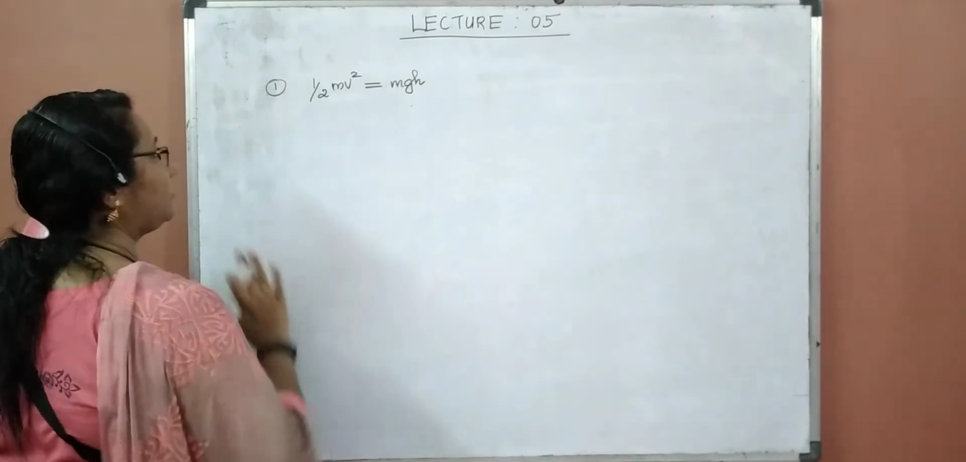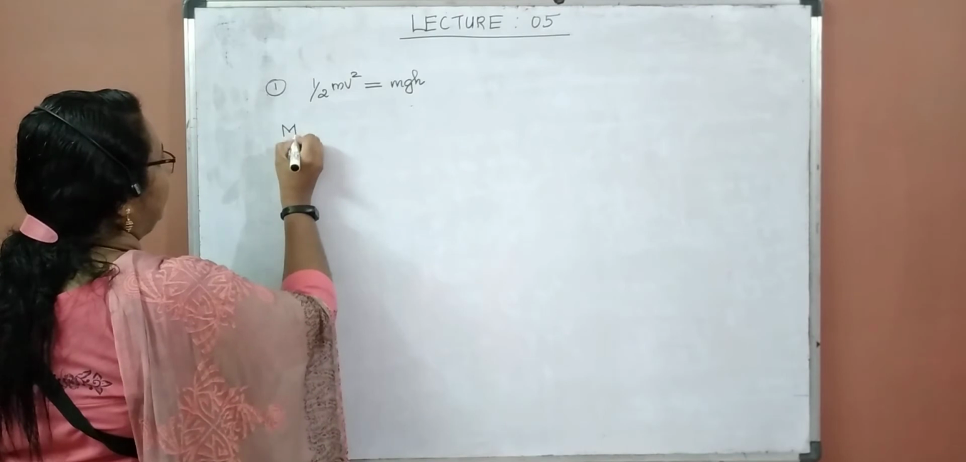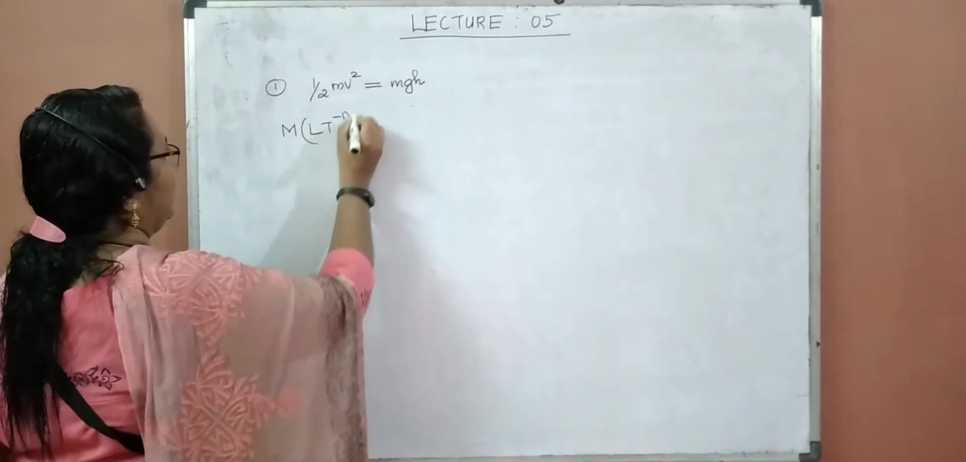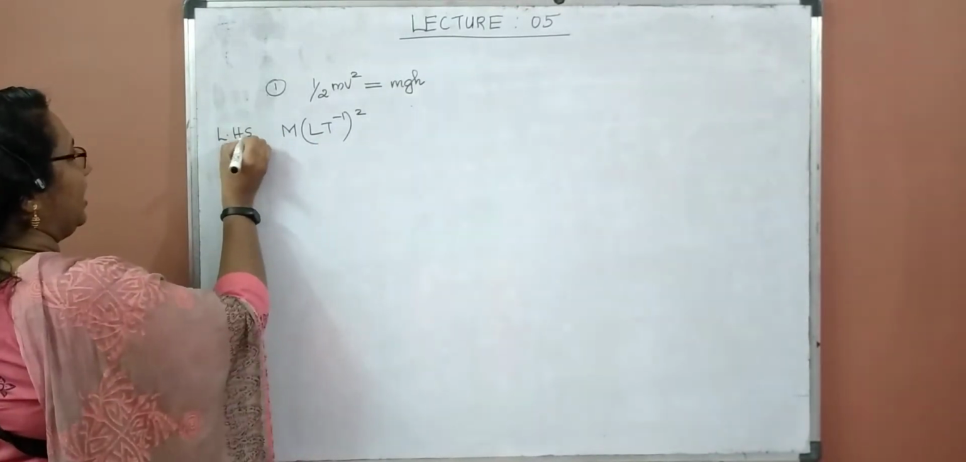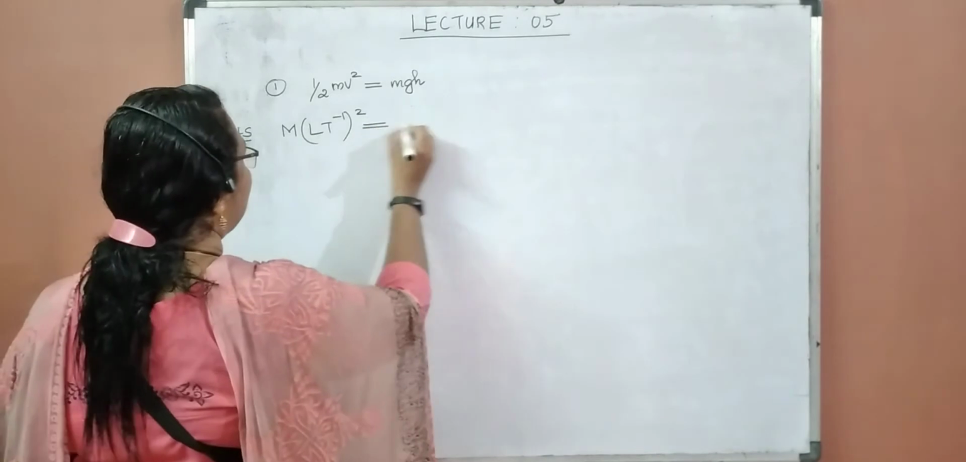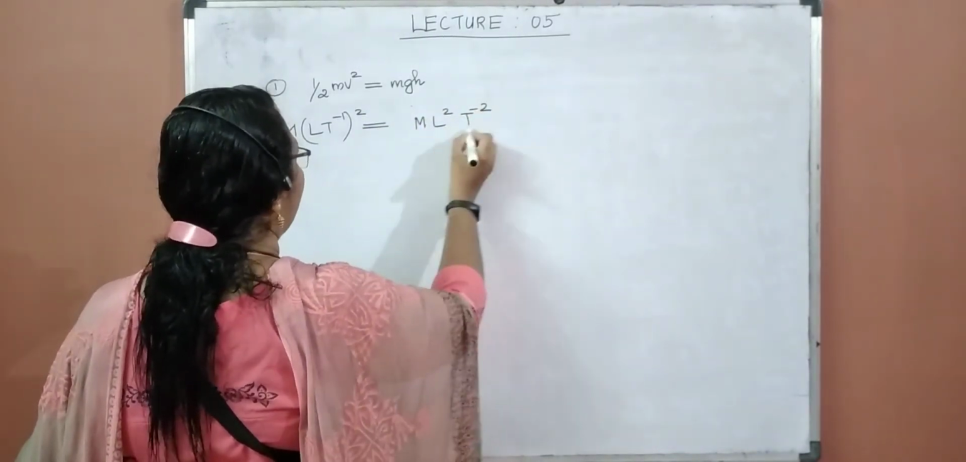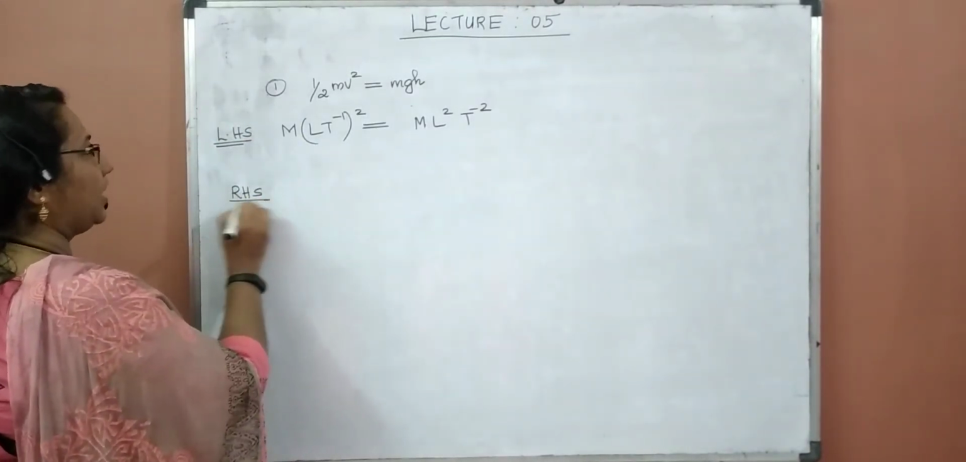Half has no dimension. Mass is M. Velocity is L T raised to minus 1, the whole square. Okay, solve it. So, we are discussing the LHS. It is equal to M L square T raised to minus 2. And now RHS.